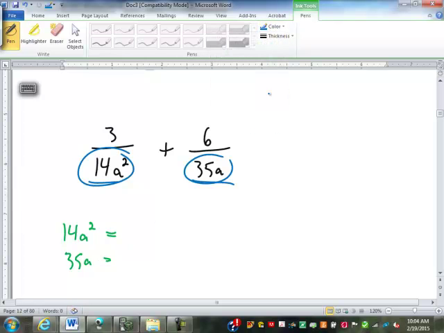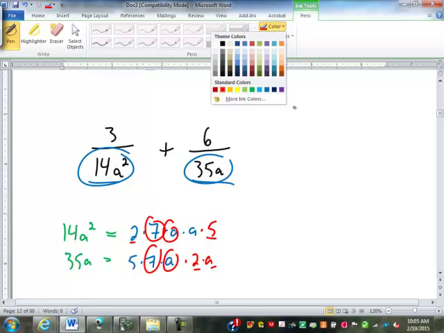So, for example, the 14a squared was 2 times 7 times a times a. 35a squared is 5 times 7 times a. They both have a 7 and an a. This bottom one needs a 2 and another a. The top one needs a 5. Now let's keep this stuff in red in mind as we go back to the fractions.